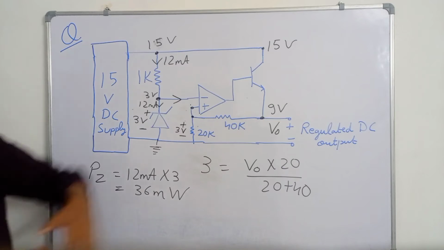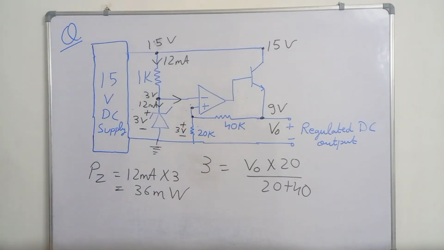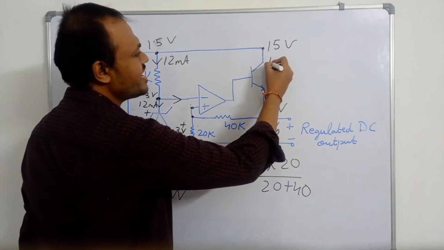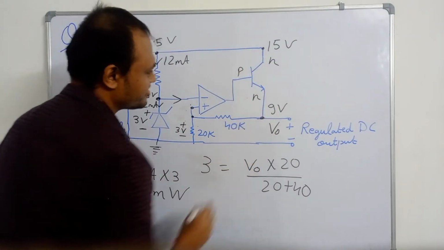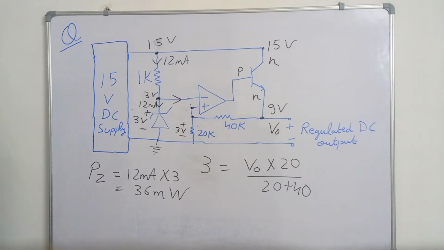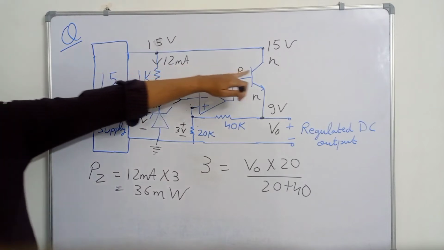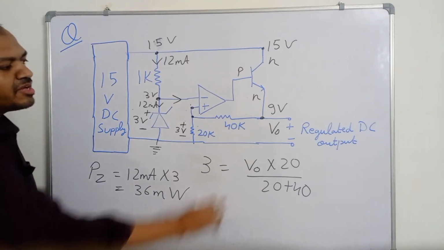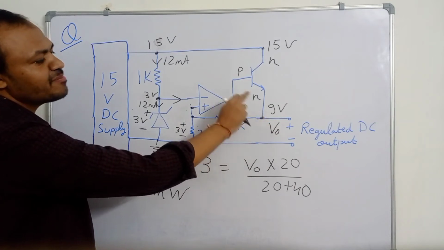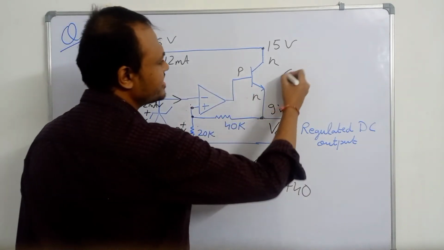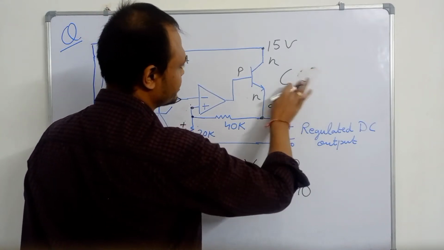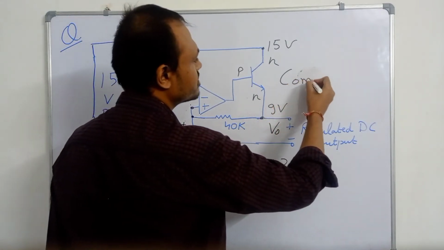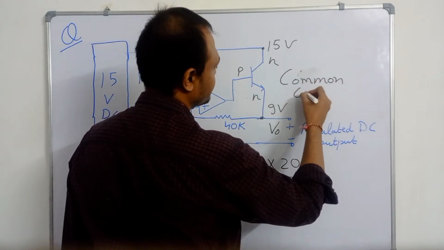Now if we talk about the transistor, this is an NPN transistor. And this transistor is in which configuration? It is in common collector configuration, because the output is taken across the emitter and the input is taken across the base. We can write this is in common collector configuration.